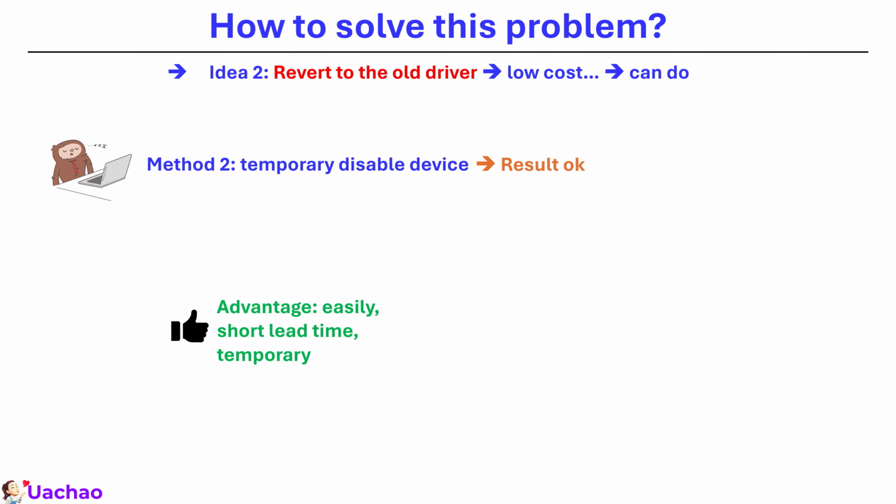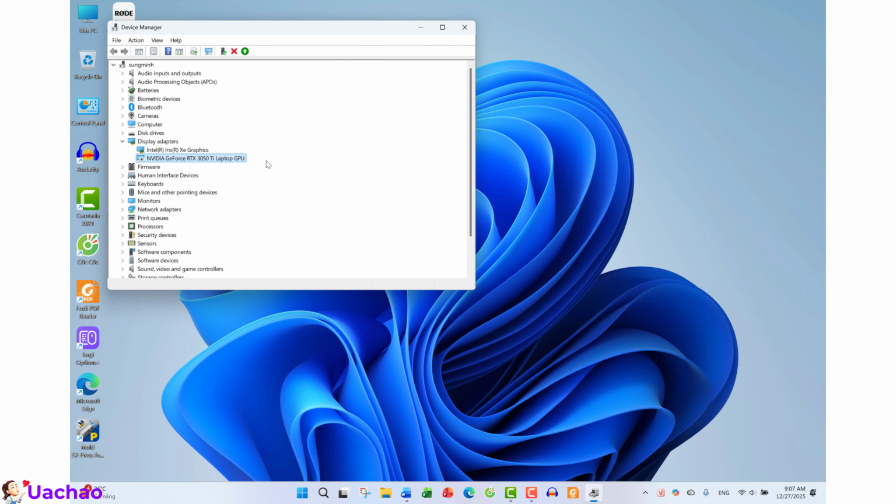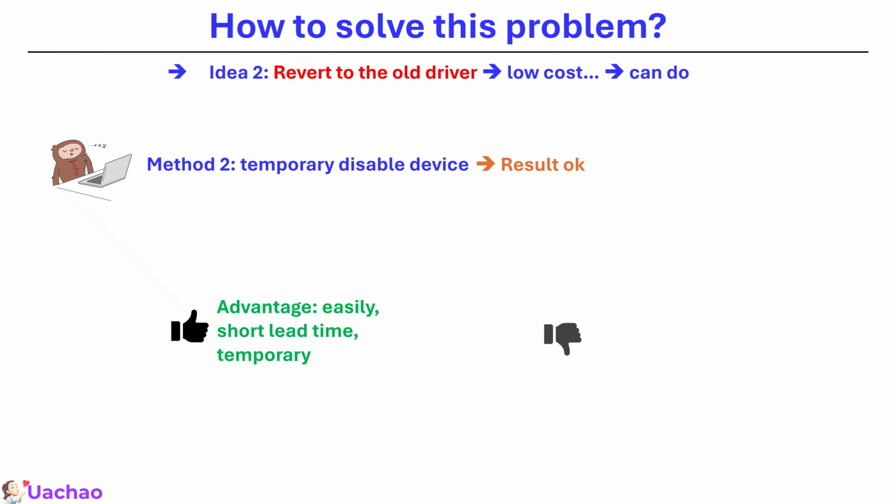It is suitable when you need to quickly open a drawing or do urgent work. After you finish any trial, you must enable the device again. Otherwise, your laptop will become weak. That is the biggest disadvantage: the laptop is weak.